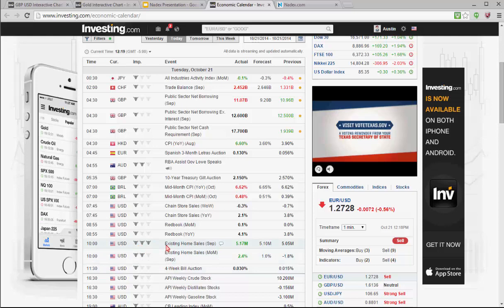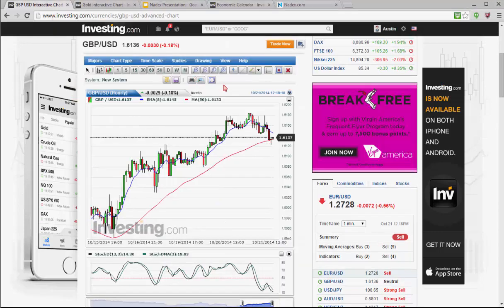Moving down further today, the big report that we had was existing home sales. Turns out at 10 a.m., they were up. So that's two bad pieces of information for the pound. It's probably going to be a bearish day, and here's how it played out.